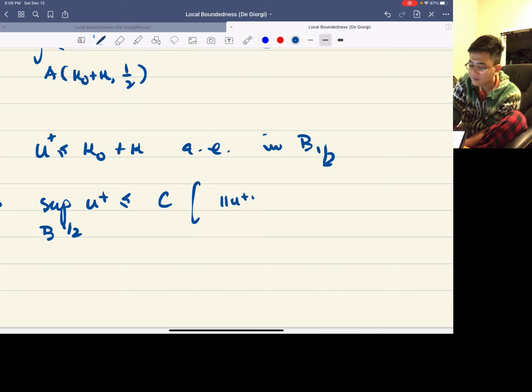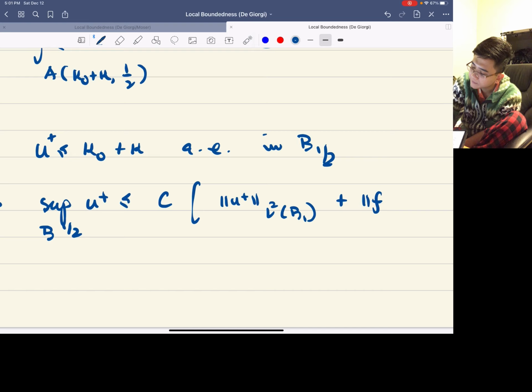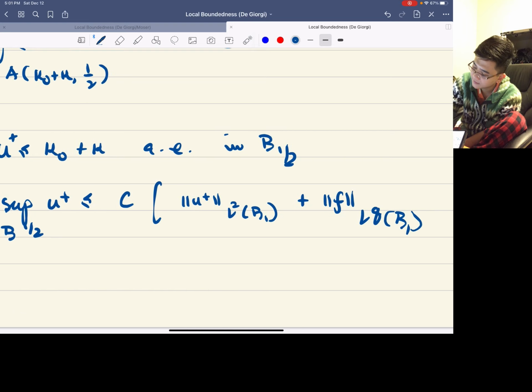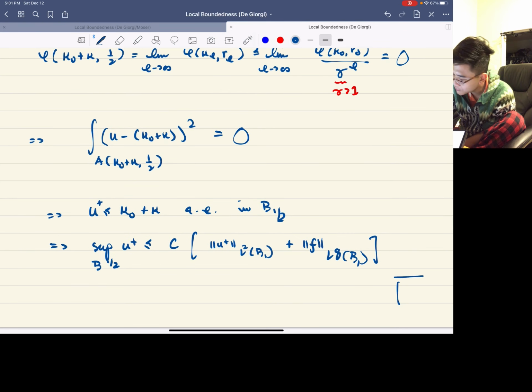So u plus is bounded by the L2 norm in B1 plus the LQ norm of f in B1. And there you have it.